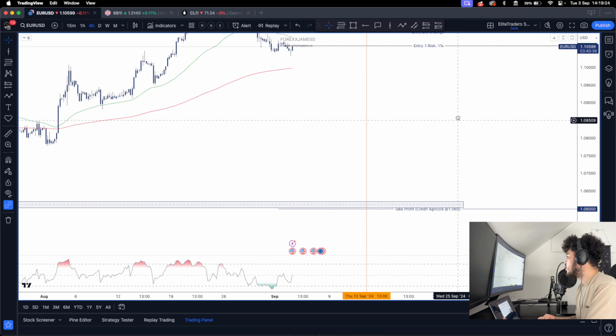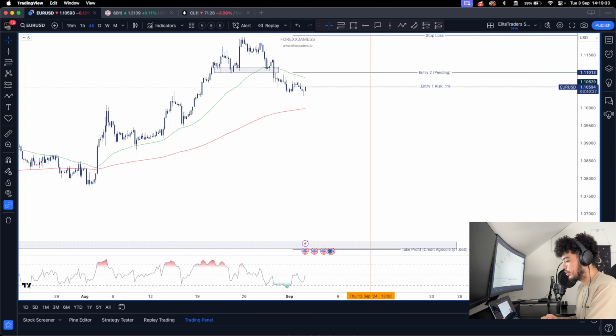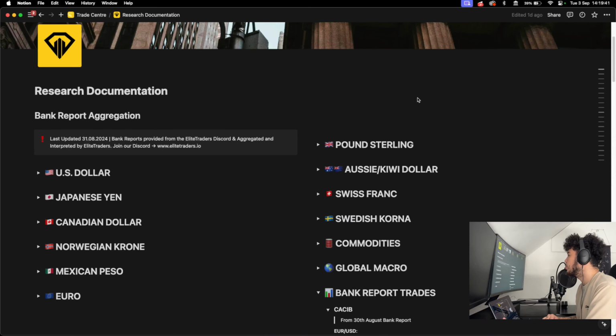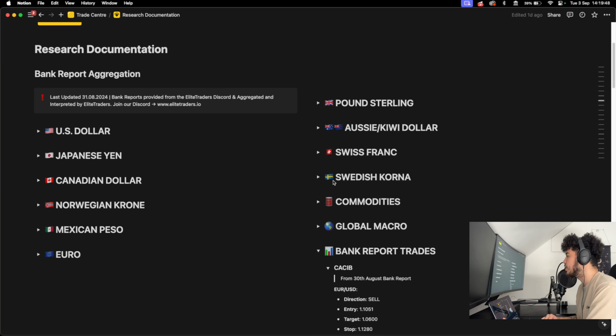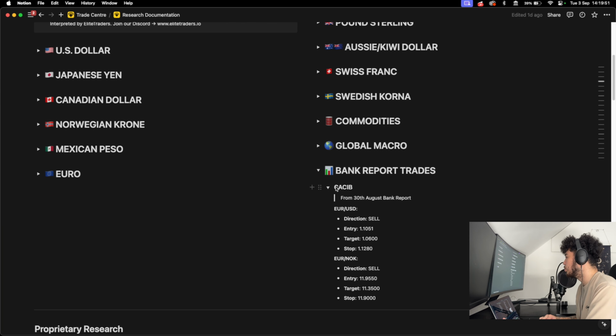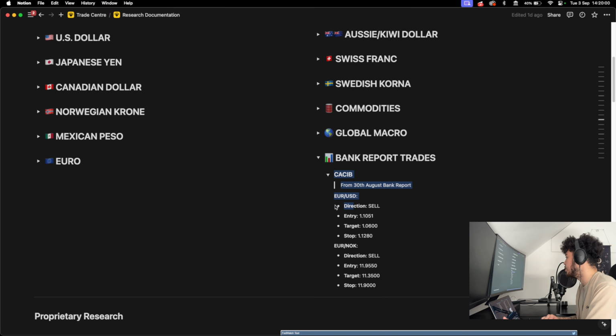Now, if we look at the chart, you might see down here we have our take profit, and this has in brackets Crédit Agricole 1.06. Where I got this from was a bank report. So if we look here, this is my document. I send this out to the Discord members every 1 to 2 days when there's something new that needs updating. And I list out what trades any of these institutions are in. So we get them from Crédit Agricole, Goldman Sachs, Bank of America, ING, MUFG, etc., all the major institutions that are worth listening to, we get access to them.